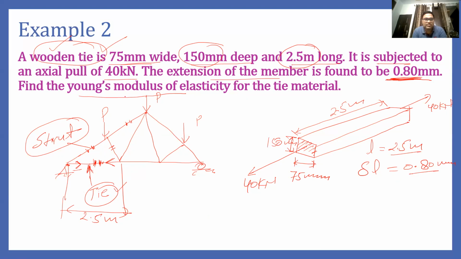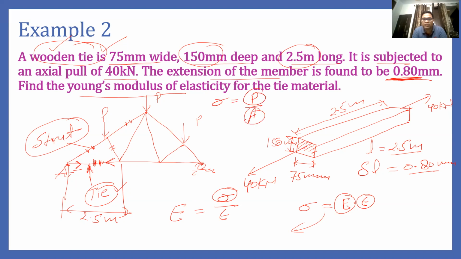Now it asks for finding the Young's modulus of elasticity. We know that as per Hooke's law, stress is the product of E and epsilon, where epsilon is the strain and E is the Young's modulus of elasticity. So with this relation, we can write E equals stress upon strain. Can we find out the stress? Yes, stress is P by A, where P is the axial load and A is the area of cross section.